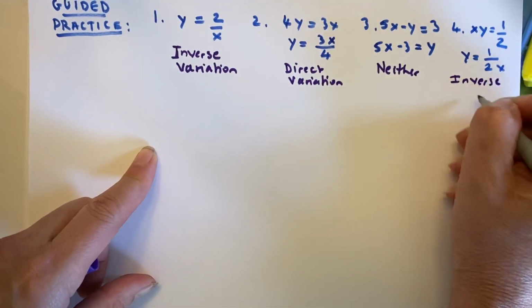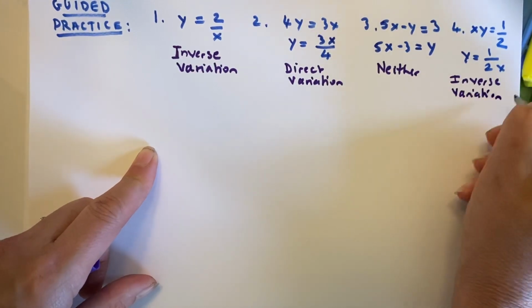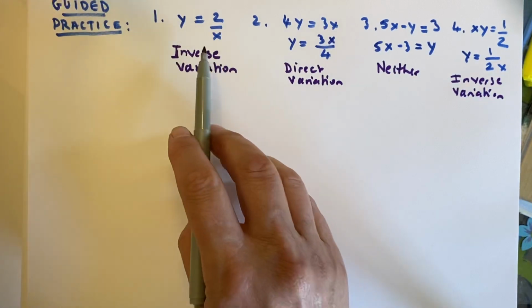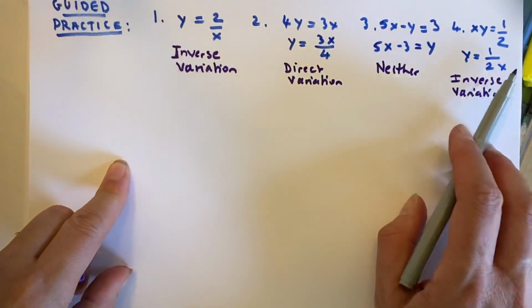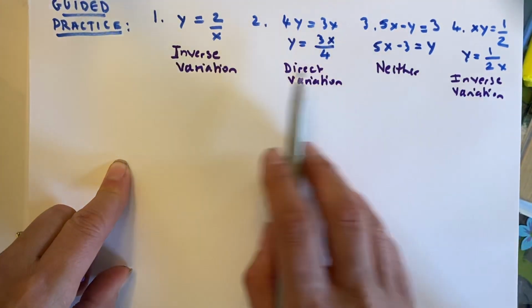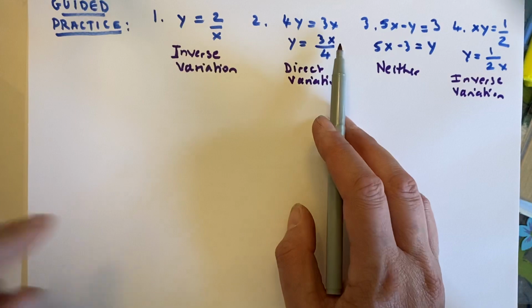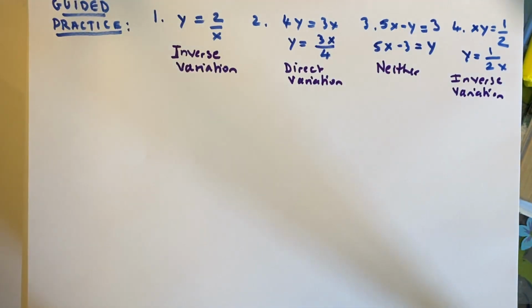Inverse, it does not matter if there's a number on the top or the bottom. What makes it an inverse or a direct variation is if the x is on the bottom, or the denominator, it's inverse. If the x is on the top, or the numerator, it is direct variation.